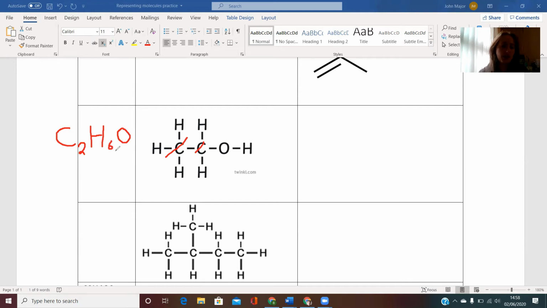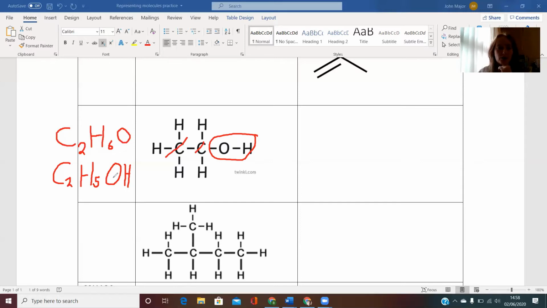So it's C2H6O. Sometimes, just to let people know it's an alcohol, you'll see this written as C2H5OH. So obviously there's still 6 hydrogens, but they just put the OH at the end with the oxygen, so you know that there is an alcohol group there.